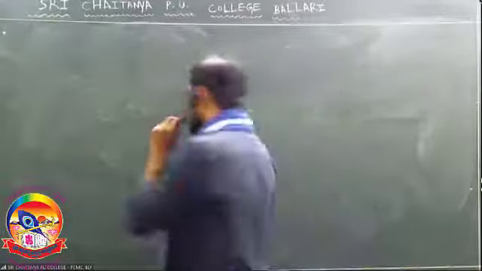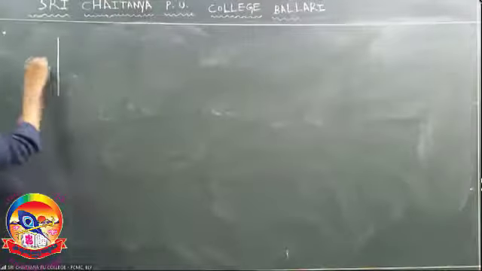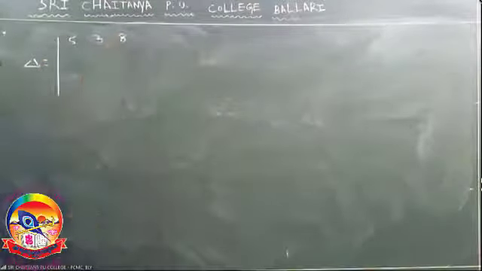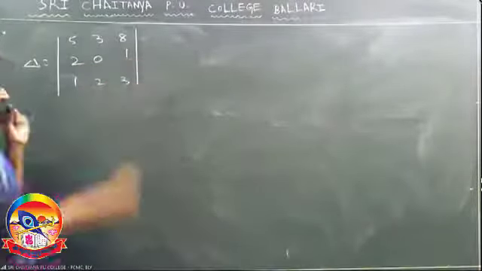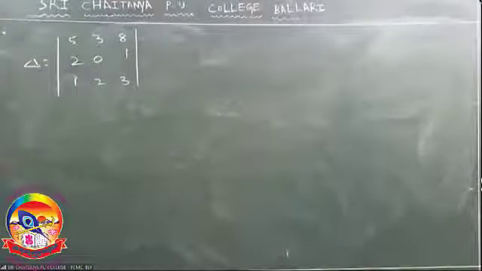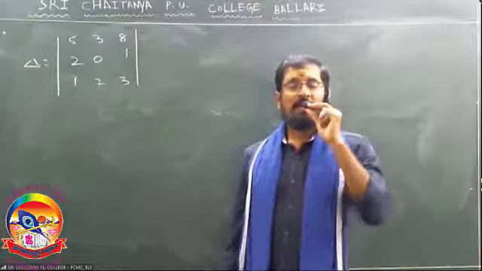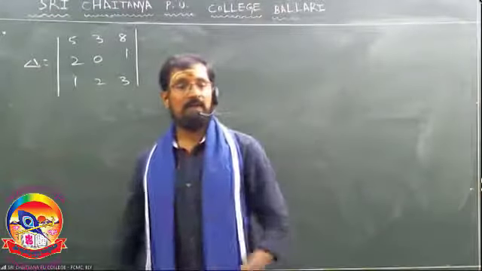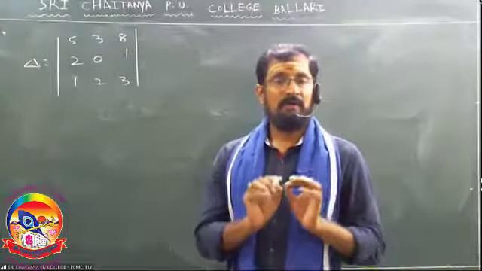Now observe the next problem I have given you. Delta is equal to the first row 5, 3, 8, then 2, 0, 1, then 1, 2, 3. This is the problem given to you: to evaluate the determinant using cofactors of the second row. Indirectly, you should use the second row to evaluate this determinant.